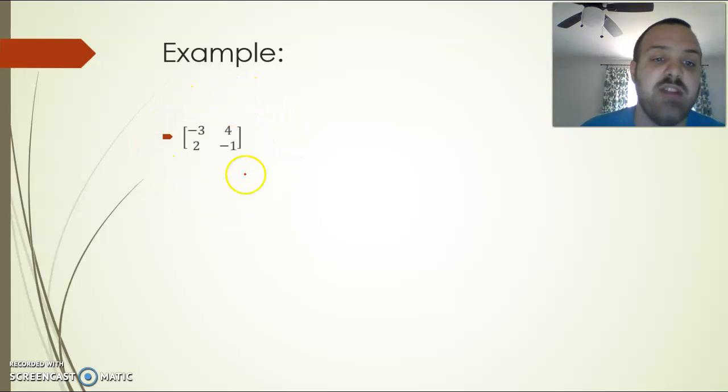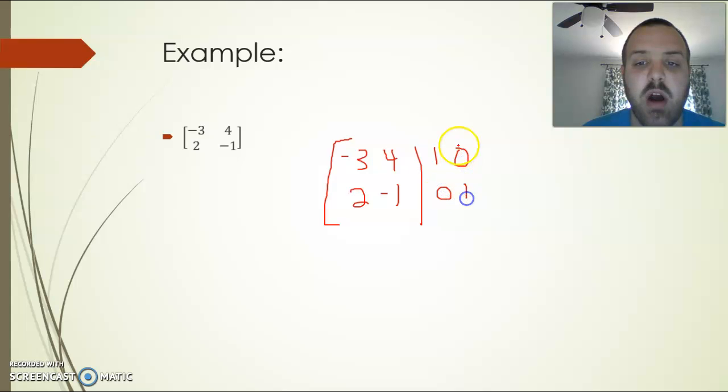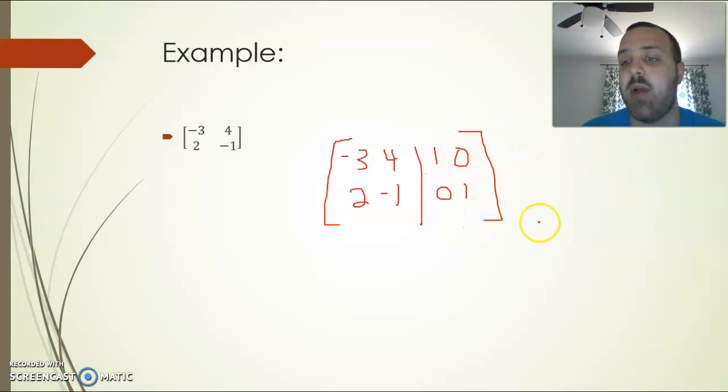Here's an example of a matrix. I'm going to find its inverse. The way I do that is by augmenting it with an identity matrix. So I'm going to write out my matrix here, and then I'm going to put an identity matrix over here. So 1, 0, 0, 1. Remember, the identity matrix has ones down the diagonal and then zeros everywhere else. You get that triangle of zeros that happens as you go.